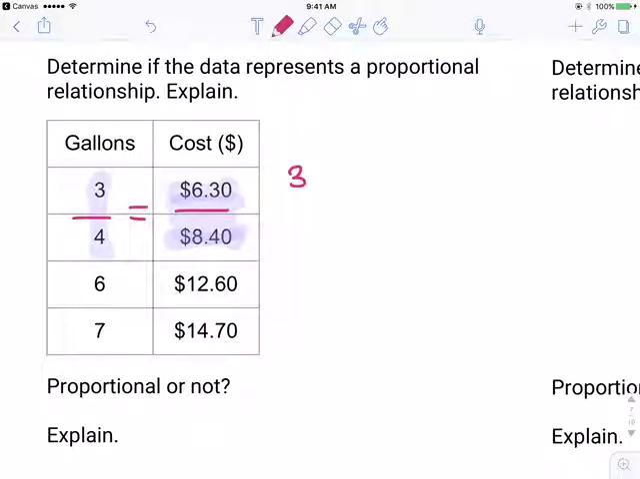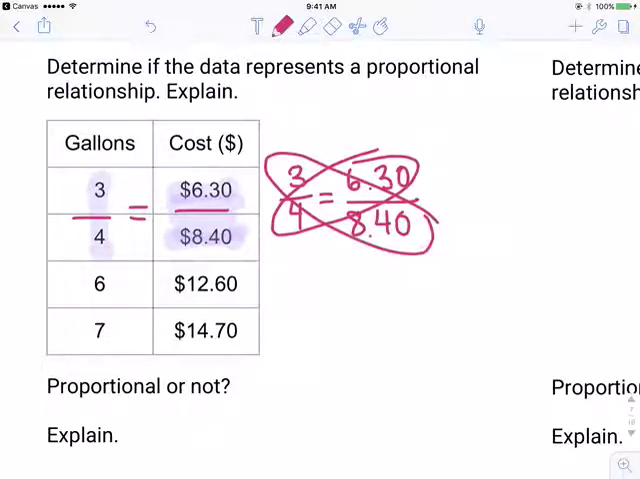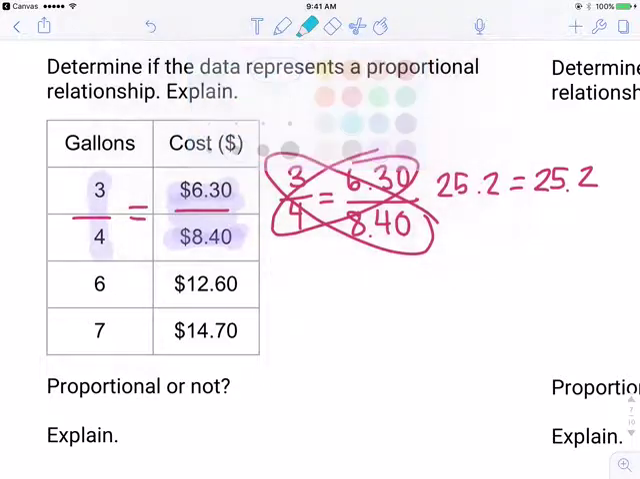So you can do 3/4 equals $6.30 over $8.40. So I like using cross multiplication. So I'm going to take my calculator, or by hand, 630 times 4 gives me 25.2. And then I'm going to do 3 times 840. That gives me 25.2. Now I would make sure I check at least one more. So I'm just going to go down. I'm going to do the next set of numbers.